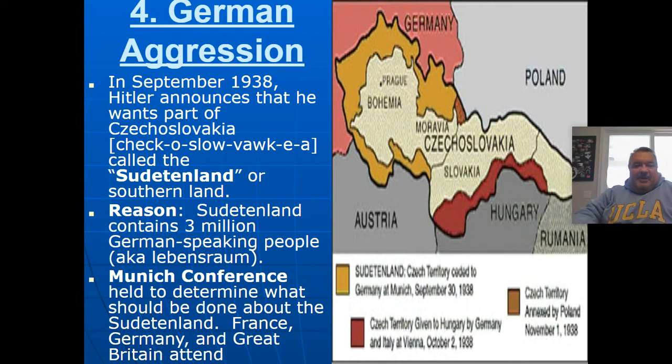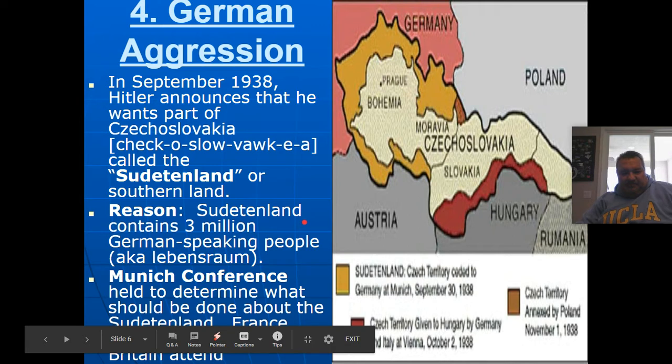So, anyway, in September 1938, Hitler announced that he wanted part of Czechoslovakia called the Sudetenland. See this part in orange? It's called the southern land, the southern part of Germany. And the Sudetenland contained 3 million German-speaking people. And this fit his Lebensraum theory of uniting all German-speaking people.